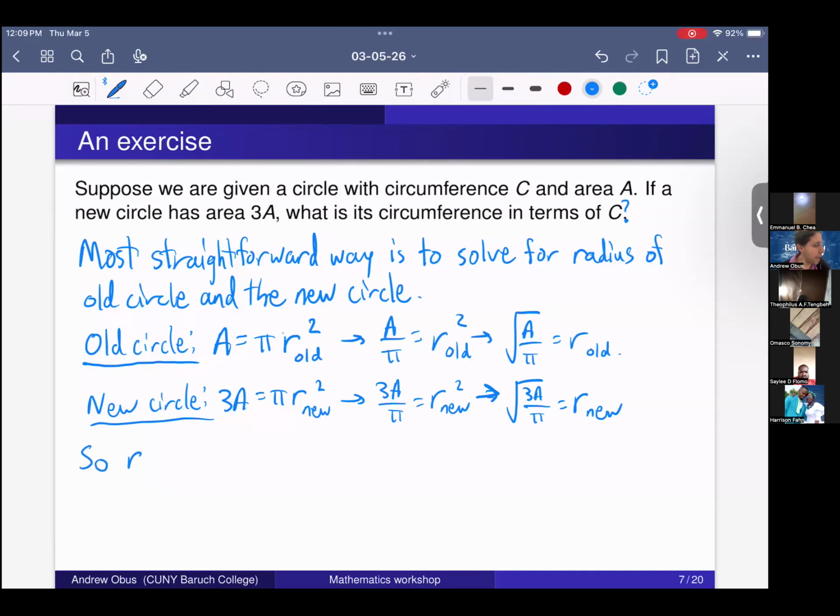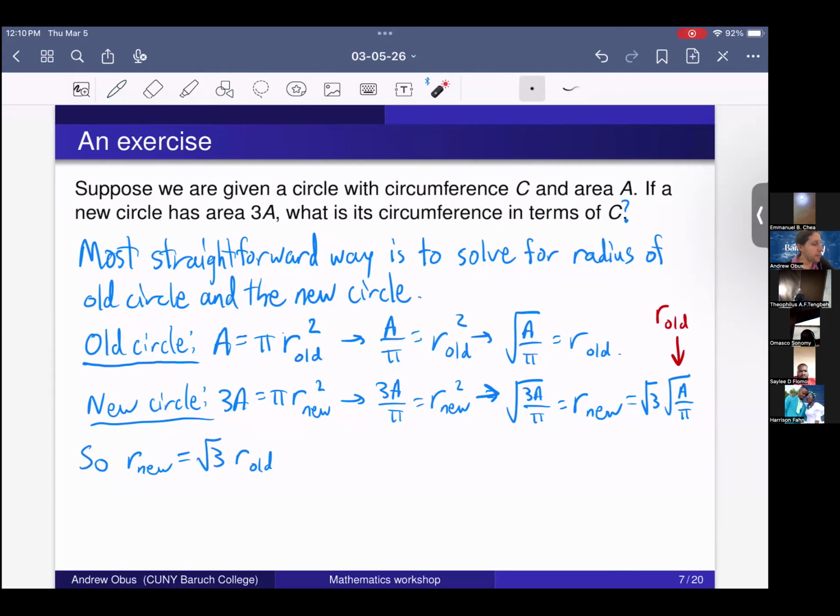So what do we have? We have that r sub new, and another way of doing this is we can write this as square root of 3 times square root of A over pi. Now, the square root of A over pi here is r sub old. This is the old radius. And so the upshot of this is that r sub new is equal to square root of 3 times r sub old.